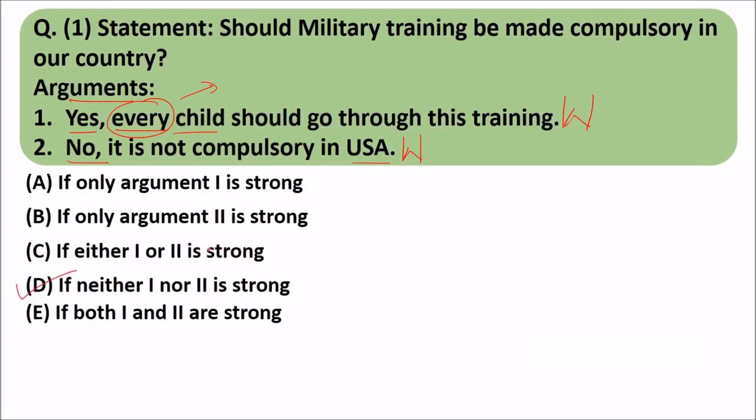This is the format of sums that is asked. They give you a statement, they give you 2 arguments, and they'll have 5 options. If only argument 1 is strong, A. If only argument 2 is strong, B. If either 1 or 2 is strong, C. If neither 1 nor 2 is strong, D. And E, if both 1 and 2 are strong. So these options would be given to you. So here the answer is D.